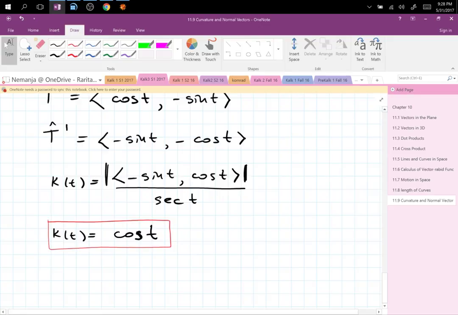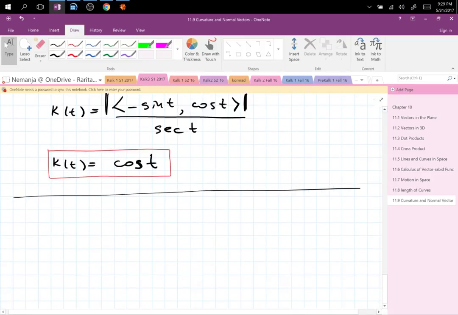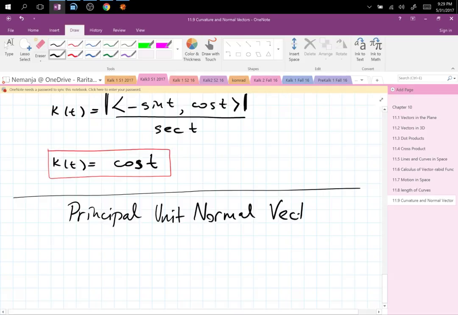By the way, this was a 2D example. The first one was a 3D example. Try another 2D and 3D problem. Principal unit normal vector, denoted as capital N hat.